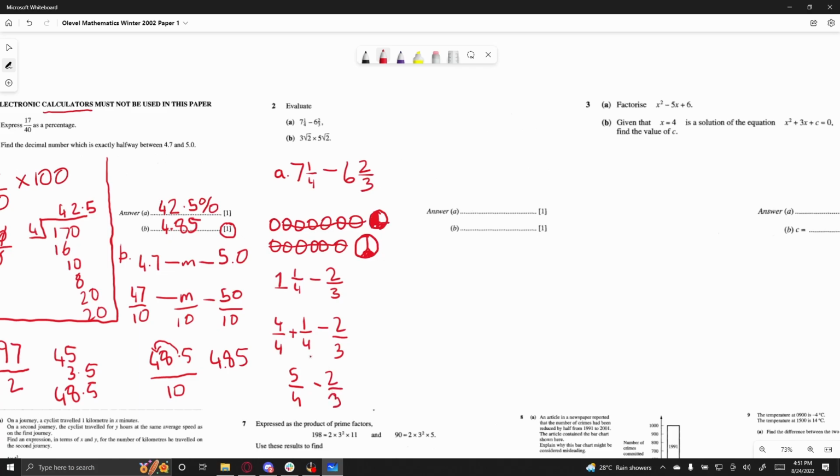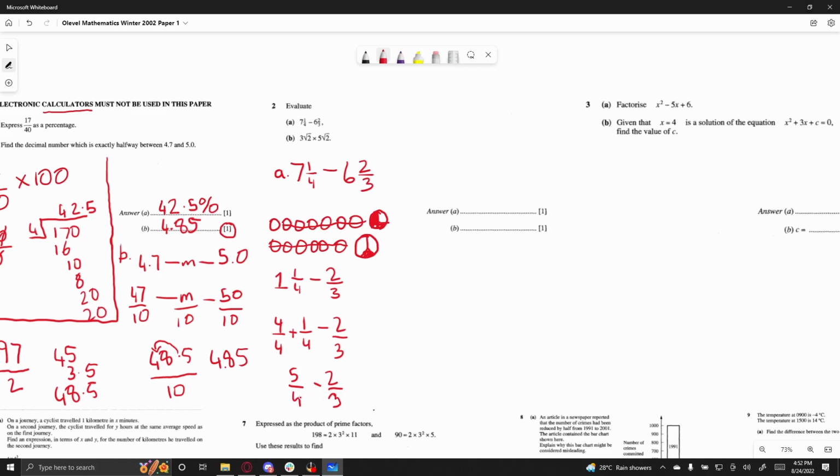Now, some of these are things you can obviously do in your head, but I like to write them out so people can understand what the actual thought process is. Since we don't have a similar base, we can't actually subtract these, so we have to make the base the same. For that, we can simply identify the lowest common multiple of 3 and 4, which is 12.